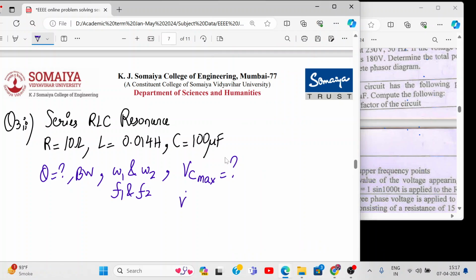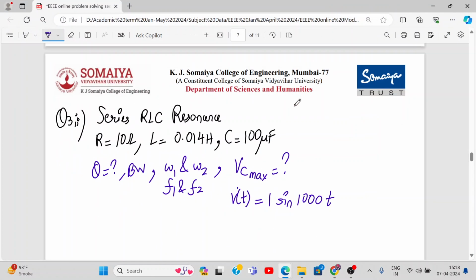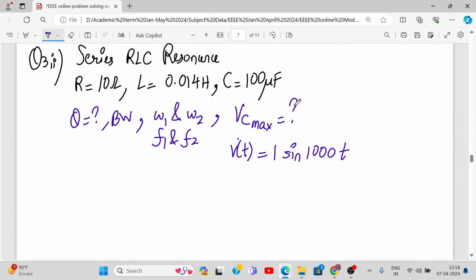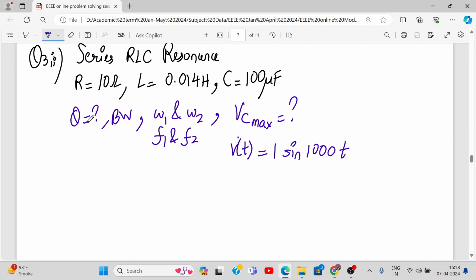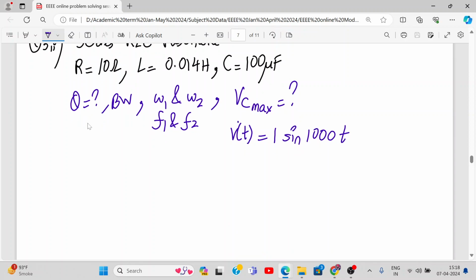V of t is given as 1 sine 1000t. So if this voltage is appearing, then what is the value of maximum value appearing across the capacitor? Did you understand the numerical now? It's a series RLC resonance because we have to find the bandwidth, quality factor. So can we start here, everyone?